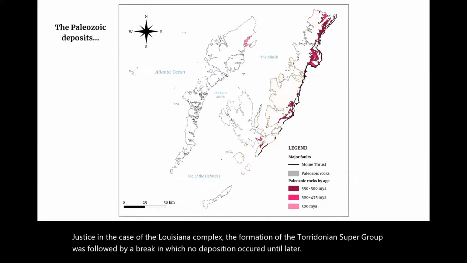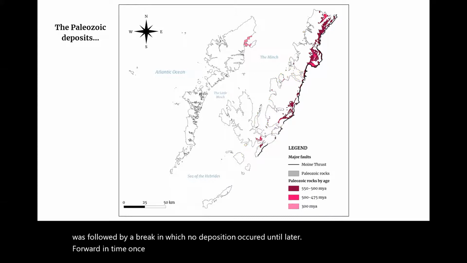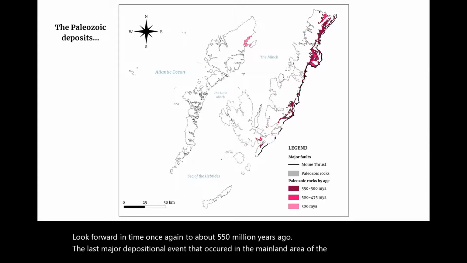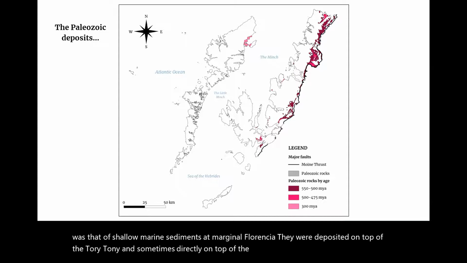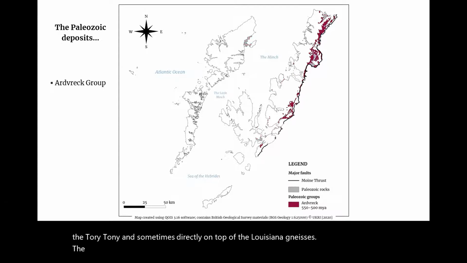Let's move forward in time once again to about 550 million years ago. The last major depositional event that occurred in the mainland area of the Hebridean Terrane was that of shallow marine sediments at the margin of Laurentia. They were deposited on top of the Torridonian and sometimes directly on top of the Lewisian gneisses. The first of these rocks to be deposited occupy a narrow strip of land from the very north of the mainland all the way to the Isle of Skye.